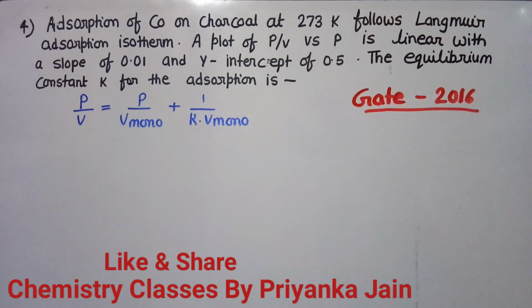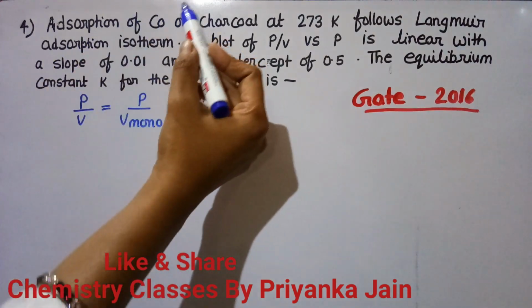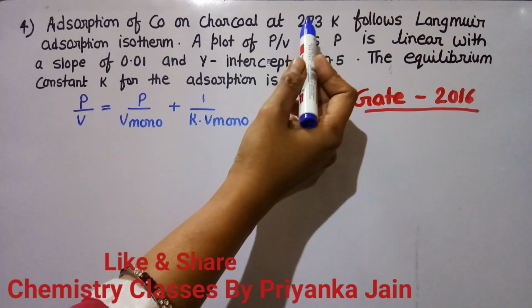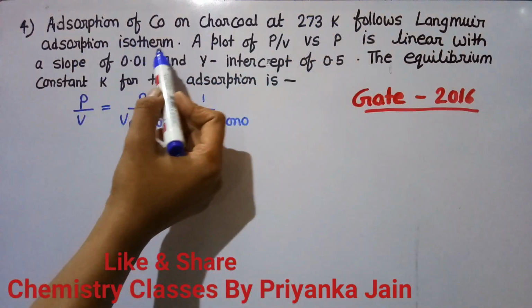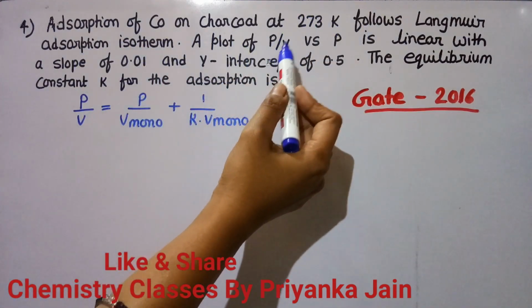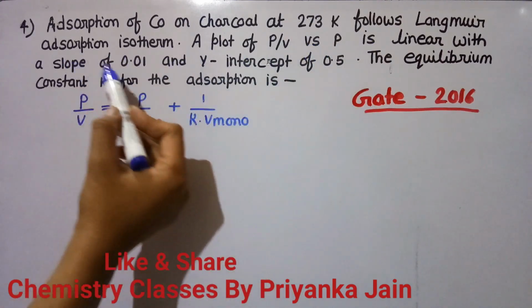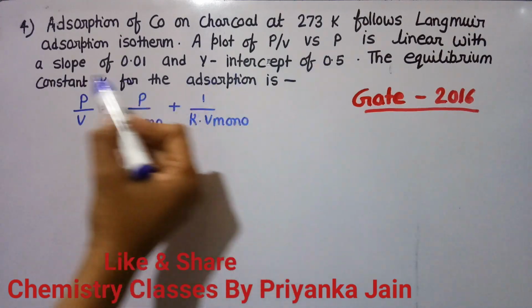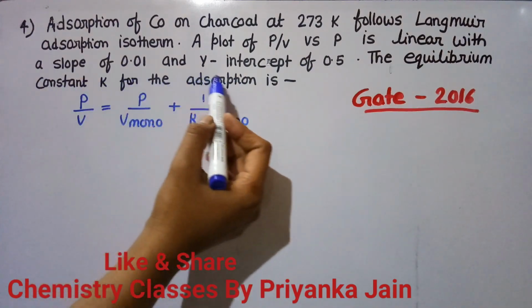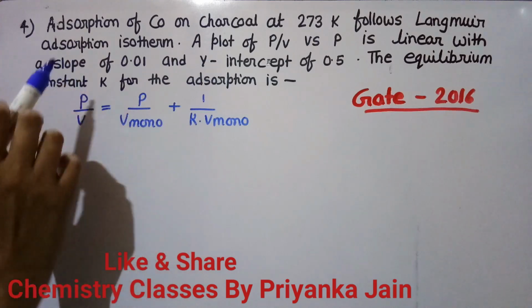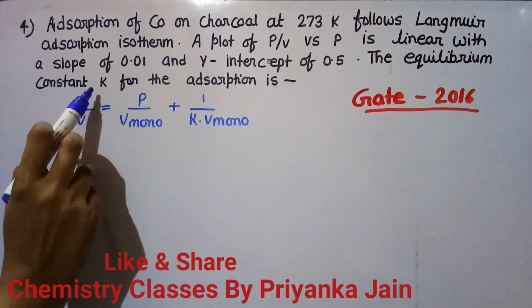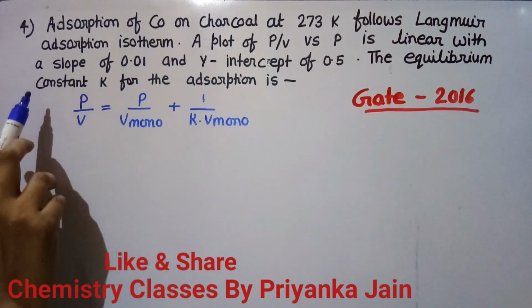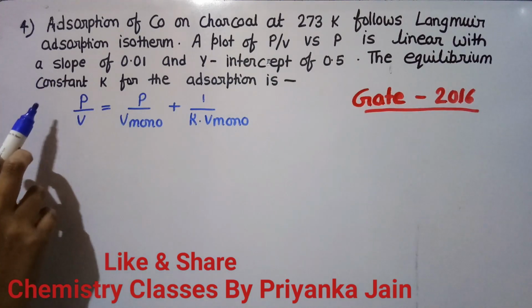Okay, then the next question is from GATE 2016. And the question is again on Langmuir adsorption isotherm. Question is, adsorption of carbon monoxide on charcoal at 273 Kelvin follows Langmuir adsorption isotherm. A plot of P upon V versus P is linear with a slope of 0.01 and y-intercept equal to 0.5. The equilibrium constant K for the adsorption is, so we have to find out here the equilibrium constant K's value.